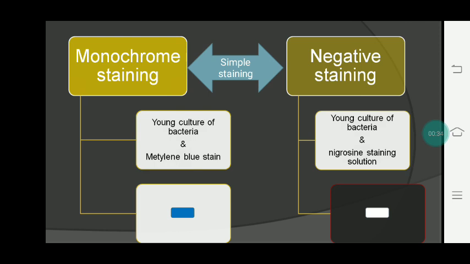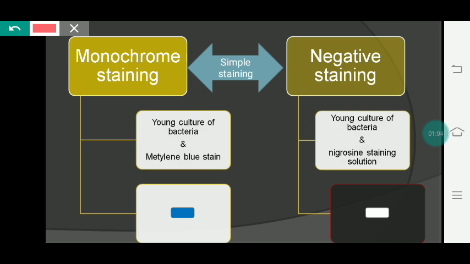Here are two types of simple staining. The simple staining in which we stain the bacteria is called monochrome staining, and the one in which we stain the background is called negative staining. So here are the two types of simple staining method.